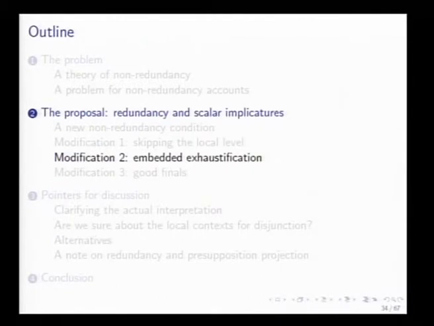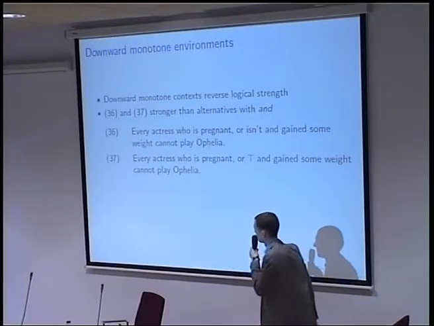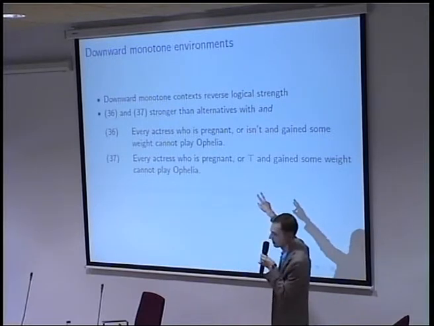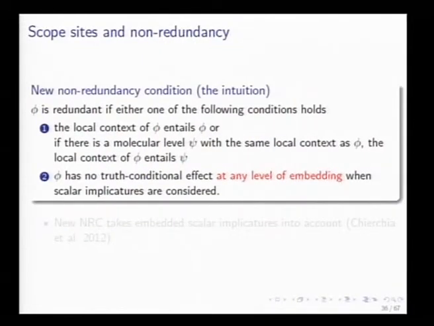Okay. Now, maybe this can be done a little faster. We need a second modification, so to speak. Consider cases like 36 and the competitor sentence 37. So 36 is assertable: every actress who is pregnant or isn't and gains some weight cannot play Ophelia. And the competitor sentence in 37. It should be pointed out that here the potentially redundant material is embedded in a downward entailing environment, and therefore the logical strength is reversed. And this means that 36 and 37 are stronger than the alternatives with the conjunction and. And as a consequence, the exhaustification is vacuous both for 36 and for 37, and thereby, without further modification, 36 should actually be unassertable. You can probably imagine what we're going to do.